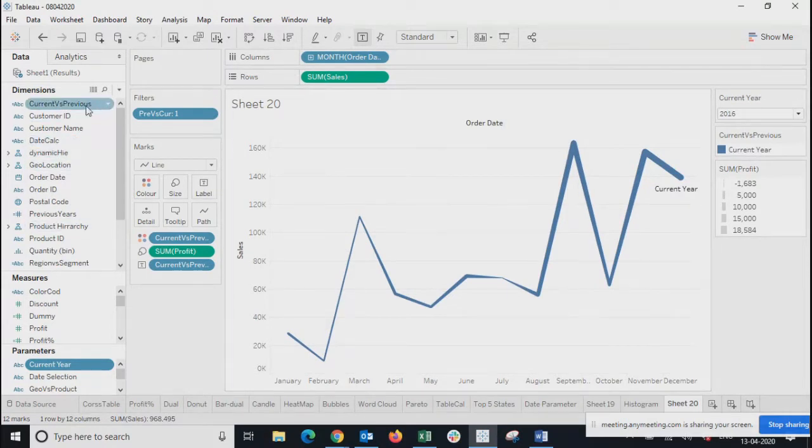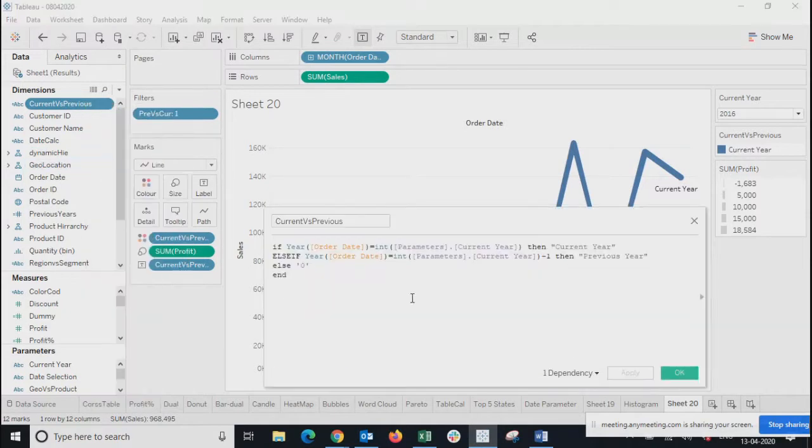Then we created one calculated field that was current versus previous. And over here, we put: if the year of our order date is equal to the year of the parameter selected, right, if that condition is satisfied, then print current year. And if the year of order date equals the year of parameter minus 1, then print previous year, else 0. So this is how we will be able to identify our current year and previous year using these parameters. All other years are going to be 0. Only the current year and previous year we would know. So that was the second calculated field.